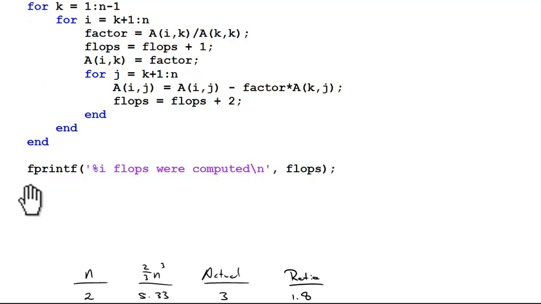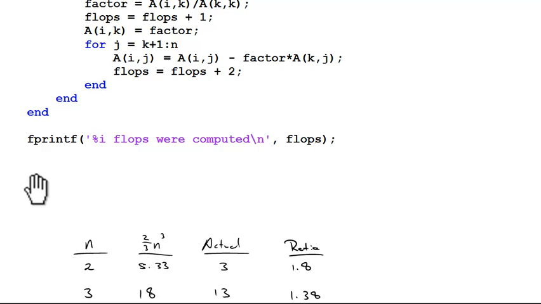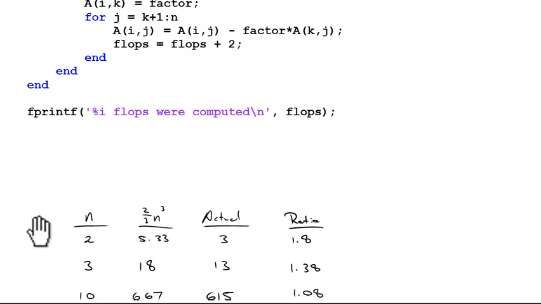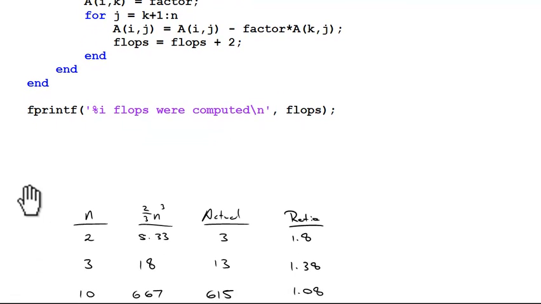So there's n equals 2. The actual number of floating point operations is 3. At n equals 3, the actual number is 13. The ratio gets a little bit better. Remember, we want a ratio of about 1. If n goes to 10, we're predicting 667 floating point operations, but in reality we only needed 615. But that ratio is becoming much closer to 1.